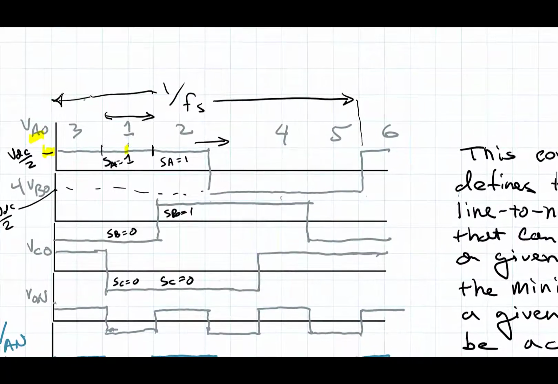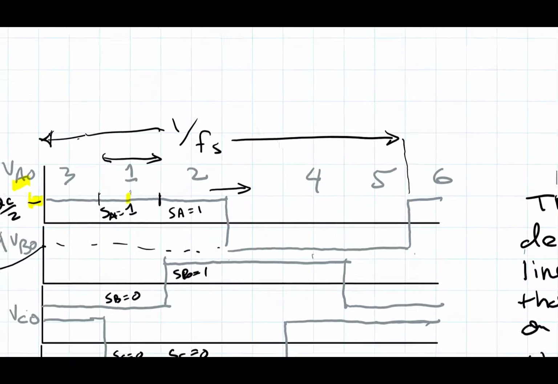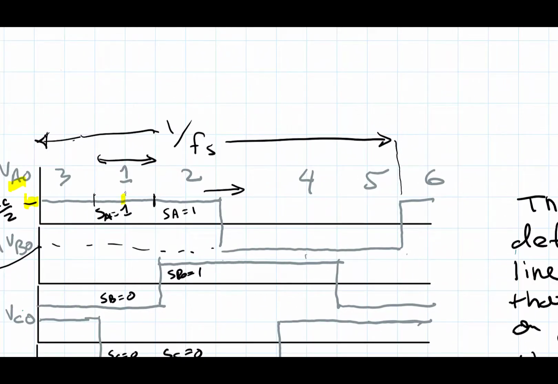Well, what we're doing by creating these voltages, the VA0, the VB0, and the VC0, is that we're actually creating a common mode voltage. It's a low frequency common mode voltage because there's no high frequency switching going on. What gives us the high frequency switching are the zero states that allow us to synthesize a voltage.